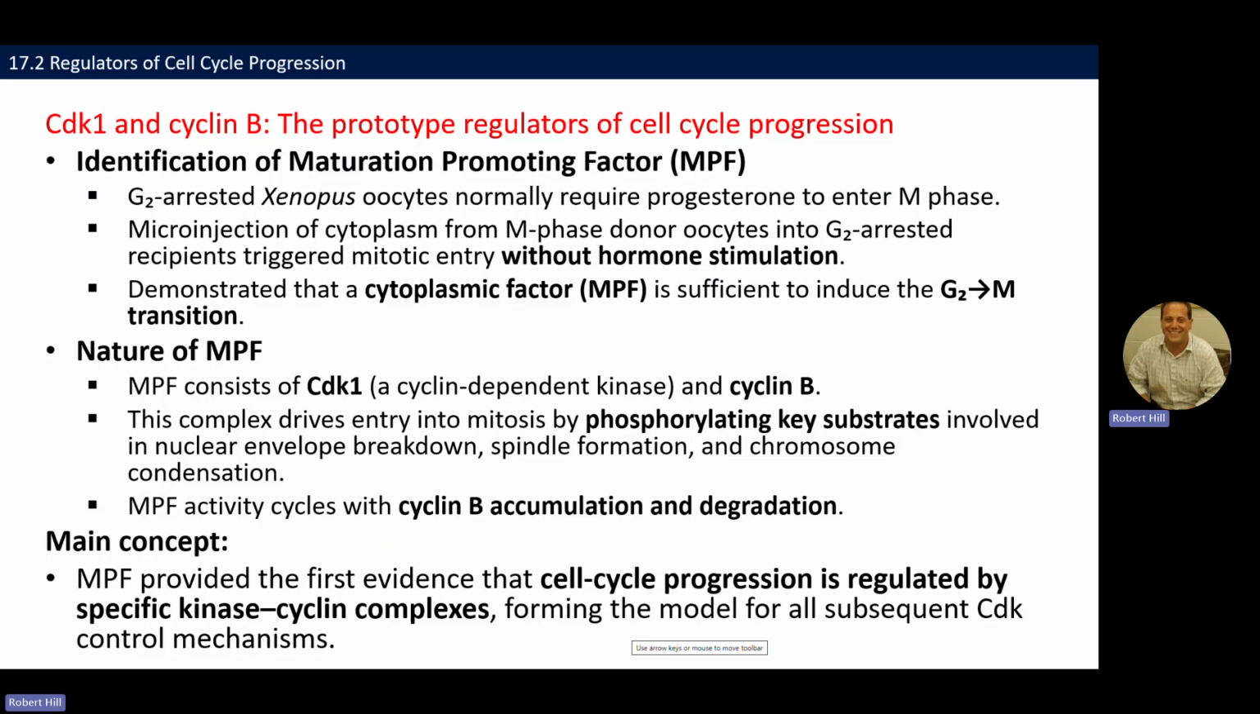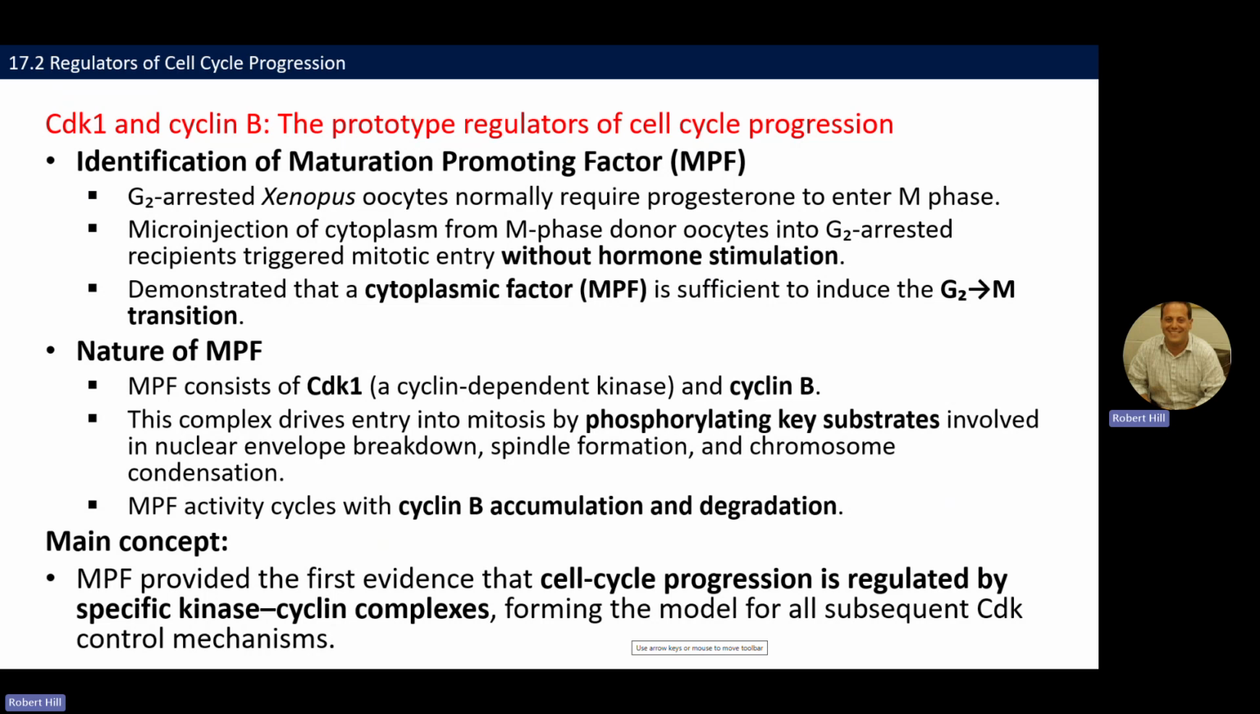Normally, G2 arrested oocytes require the hormone progesterone to enter M phase. However, early on, when scientists injected the cytoplasm from M phase oocytes into G2 arrested ones, the recipients entered mitosis without progesterone stimulation. So what did this tell you? Well, this demonstrated the existence of some sort of cytoplasmic factor, which was later named maturation promoting factor, that was sufficient to induce the G2/M transition.